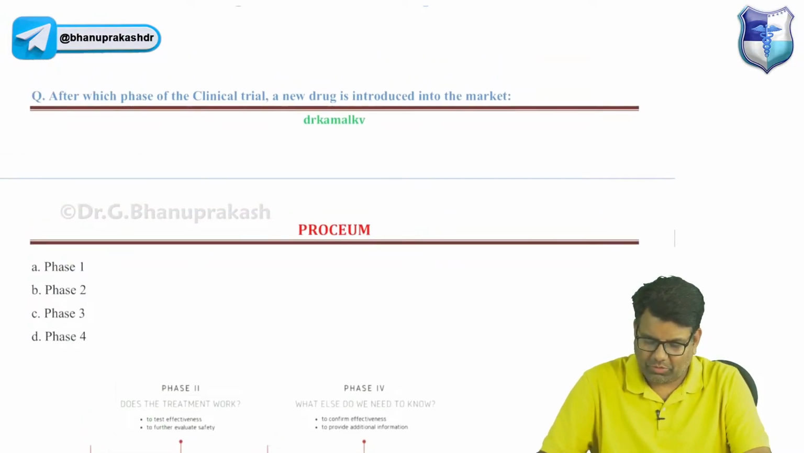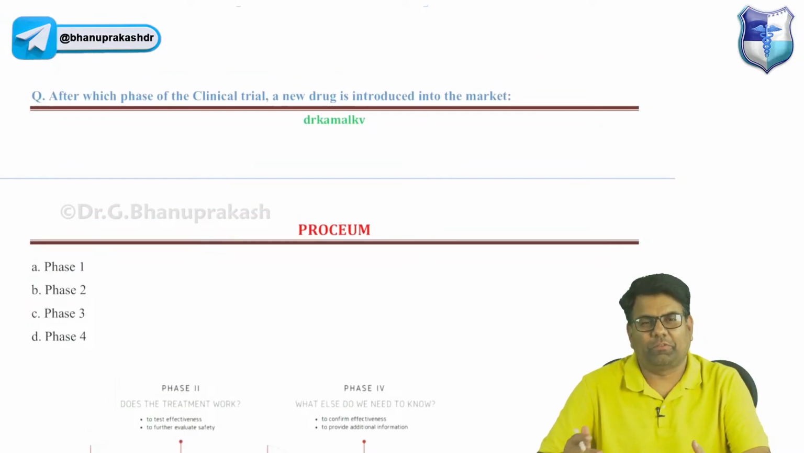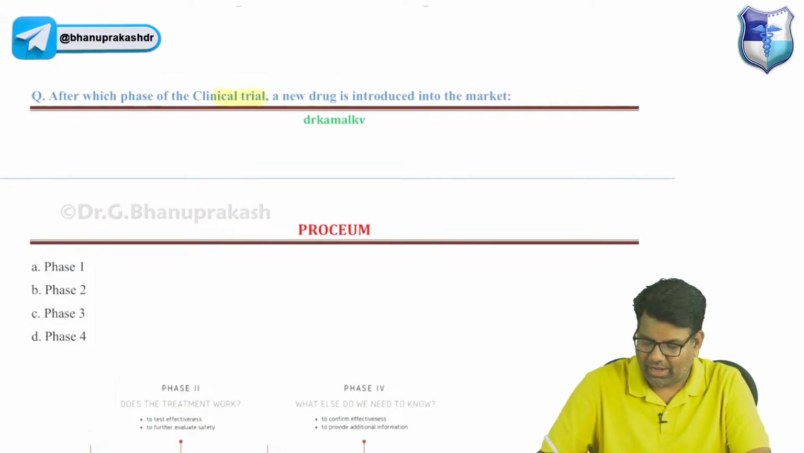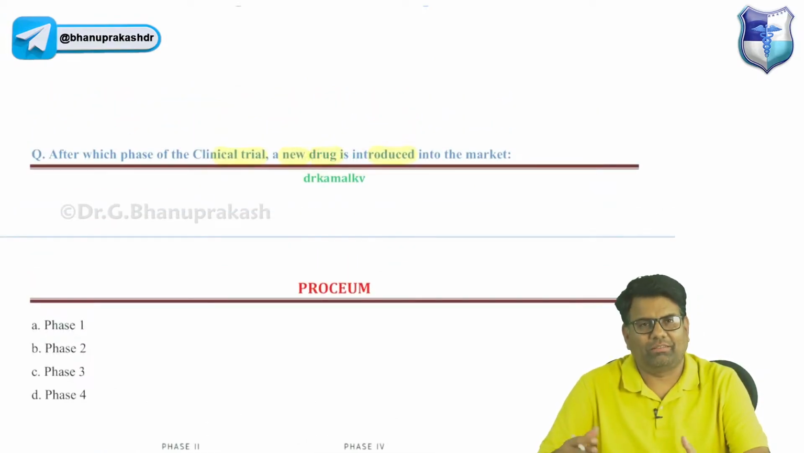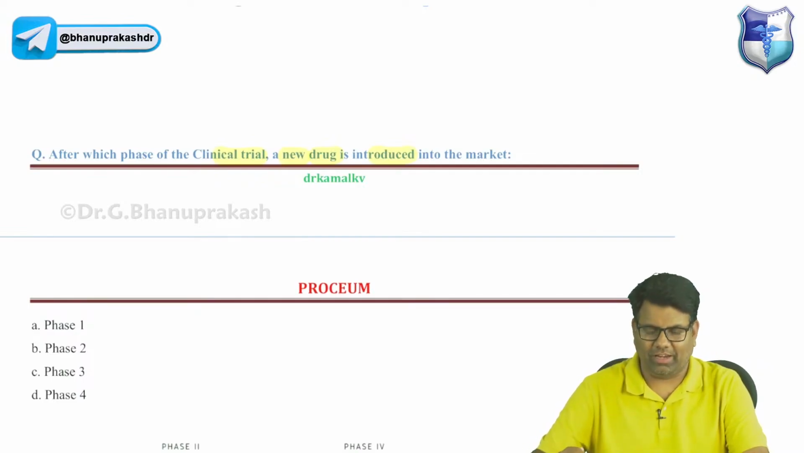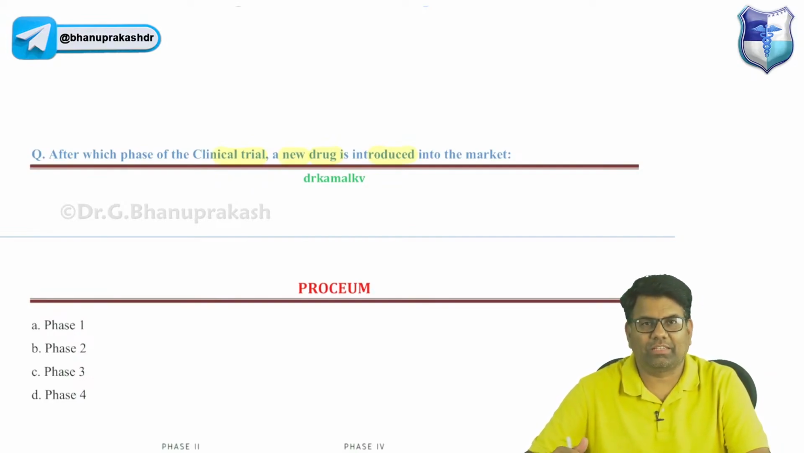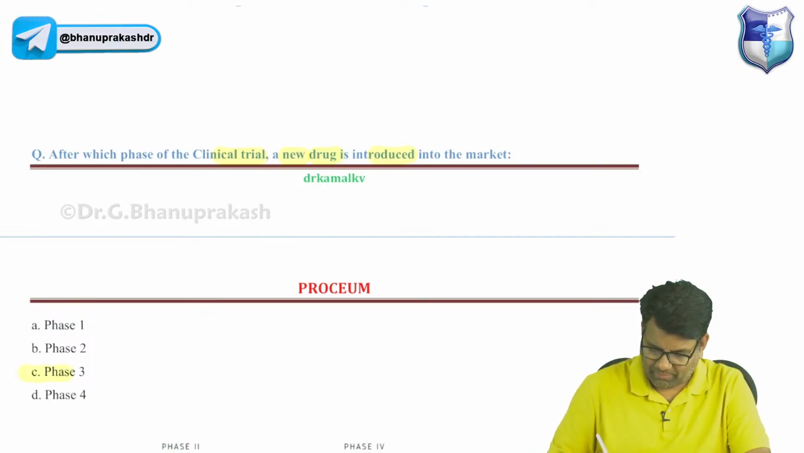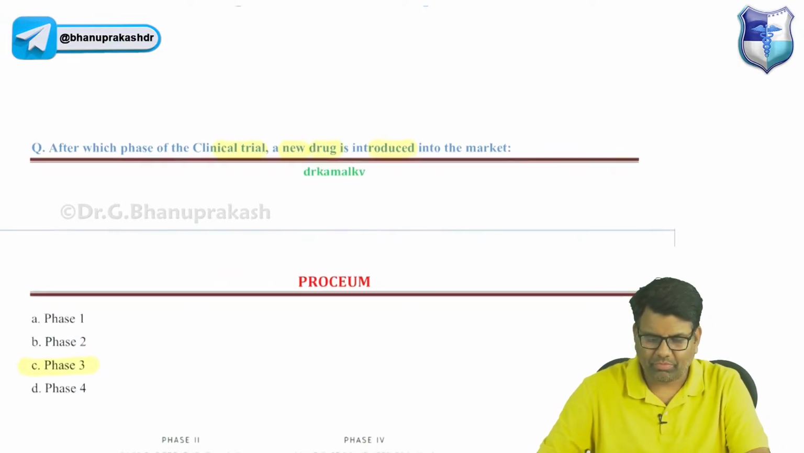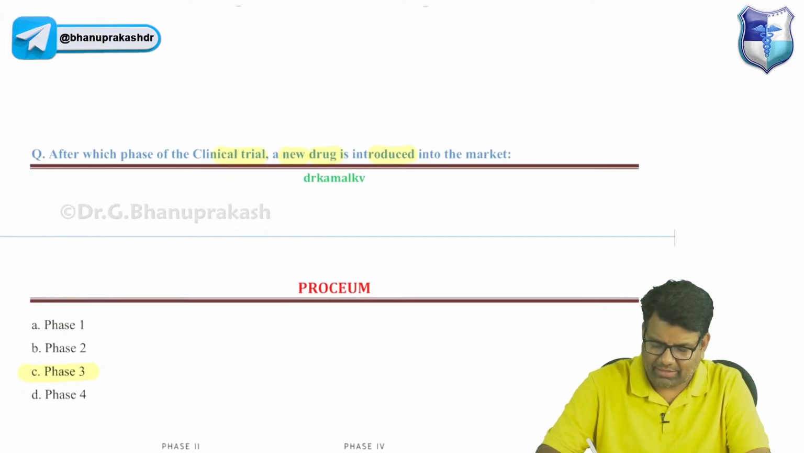So the very first question goes like this: after which phase of clinical trial is a new drug introduced into the market? We know that there are 4 phases of a clinical trial. So after which phase is the drug introduced into the market? The answer is phase 3. Now let us discuss the phases as such.